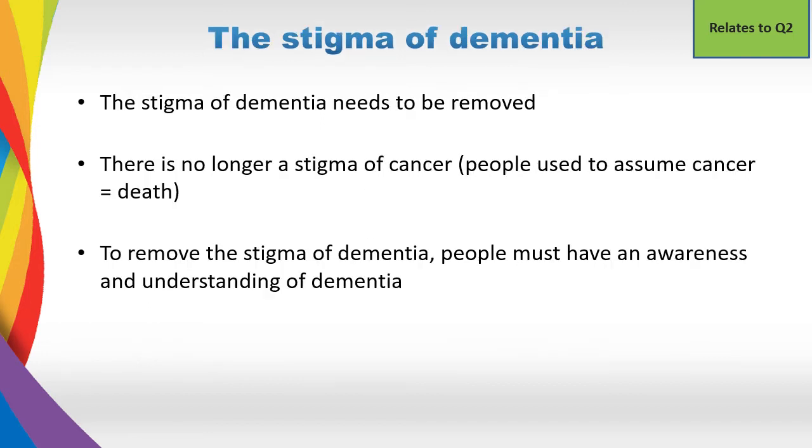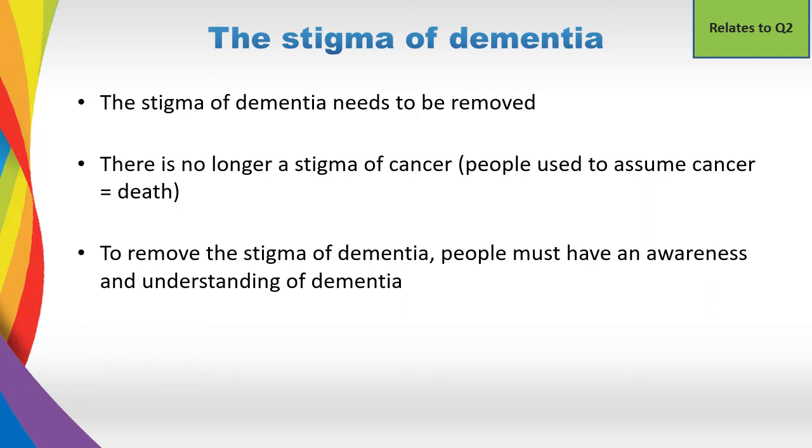So the stigma of dementia needs to be removed. If we think back to many years ago, people used to see the word cancer and ultimately they would fear death. People would assume that cancer meant certain death. However, nowadays, because of the advances in treatment for people with cancer and the advantages of early diagnosis, the stigma of cancer has changed. I think there's still a certain element of fear, but not 100% that you are going to die. It's more of a what can they do to help you, and we look at it as a much more positive thing.